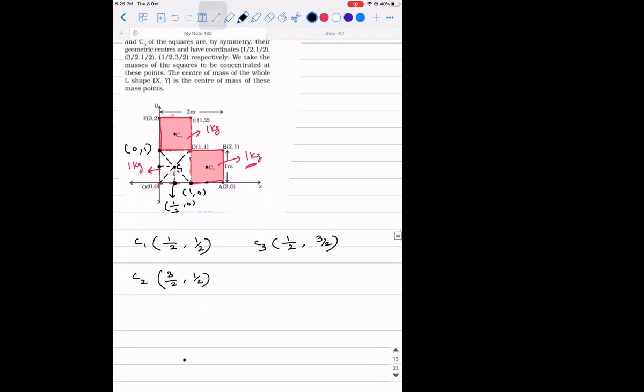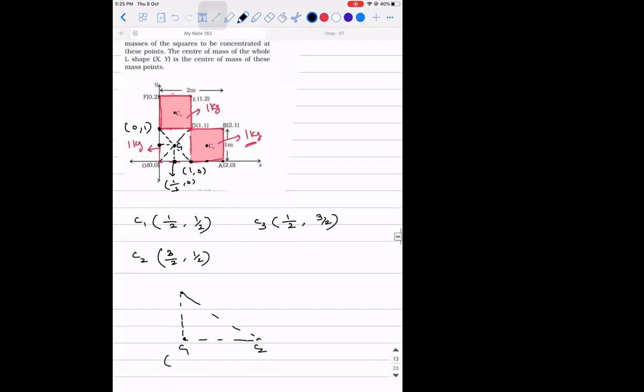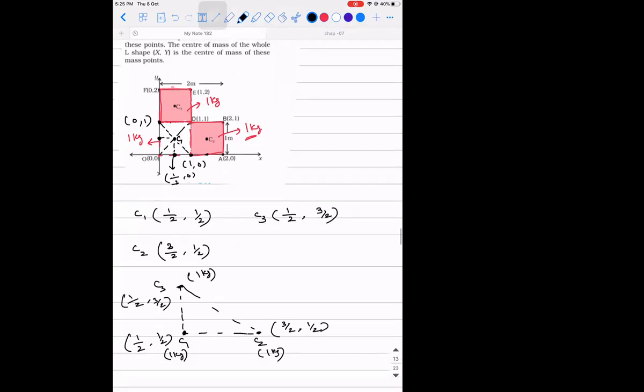So, this whole lamina system, can I convert it into a 3-particle system like this? Right? I can convert it into a 3-particle system in such a way that at C1 there is a 1 kilogram mass, at C2 there is a 1 kilogram mass, and at C3 also there is a 1 kilogram mass. And C1 has the coordinates of 1 by 2, 1 by 2. C2 has the coordinates as 3 by 2, 1 by 2, and C3 has the coordinates of 1 by 2, 3 by 2. Now, what will be the center of mass?